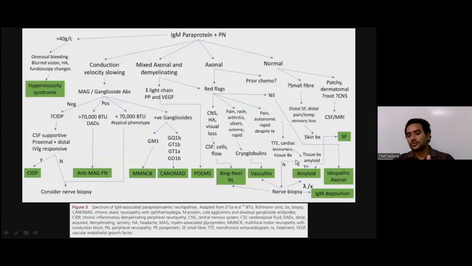Then it could be going towards amyloid. And IgM with normal NCS, that means it could be small fiber or patchy dermatomal. Then if it is a small fiber, again distal small fiber or distal pain temperature sensory loss, you can go for skin biopsy. Then it will be like an idiopathic axonal or IgM deposition. So this is the whole spectrum of IgM paraprotein, how we can approach through the nerve conduction studies.